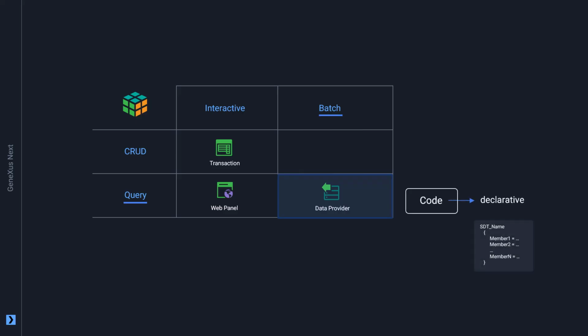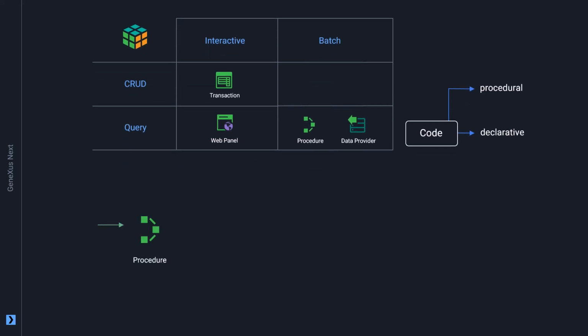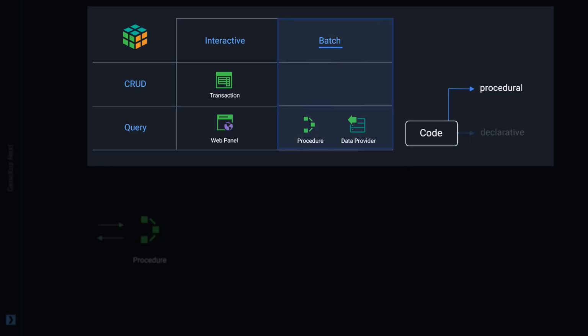The way to load these SDTs or SDT collections is through declarative coding. But we could achieve exactly the same result using procedural coding, like the one we use in web panel events, by means of another object, the procedure. This object can receive and return information, and its main characteristic is that it includes procedural and batch coding.